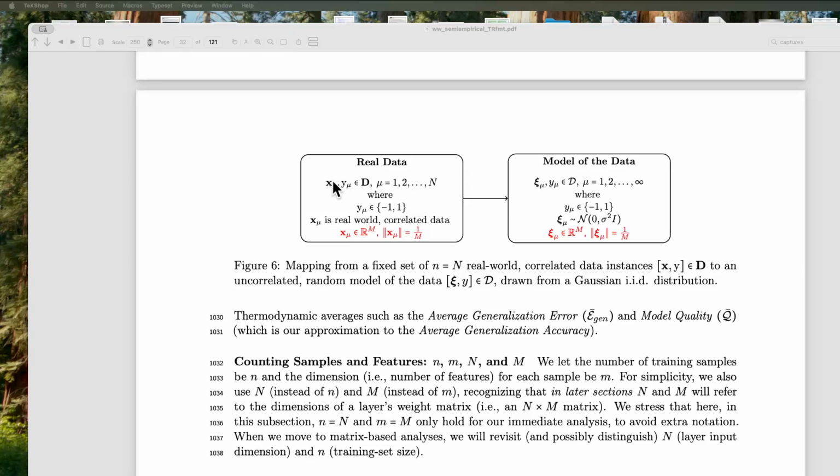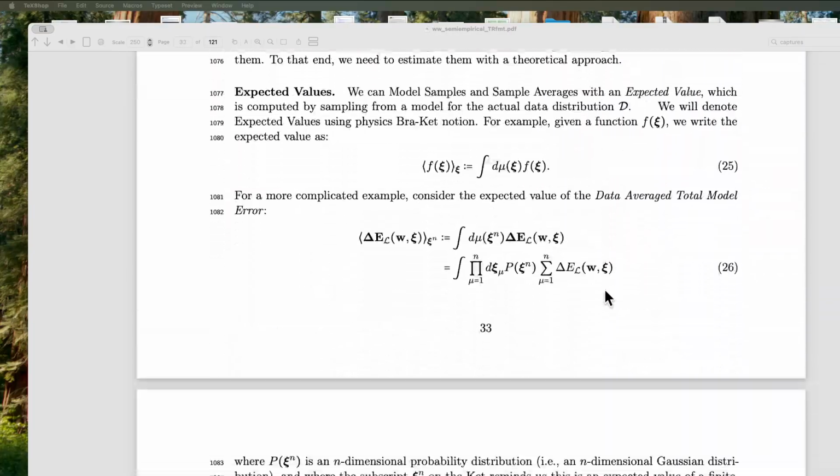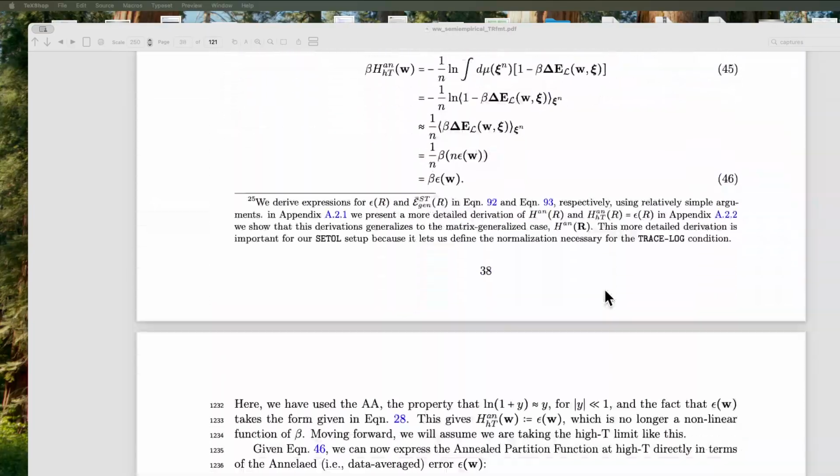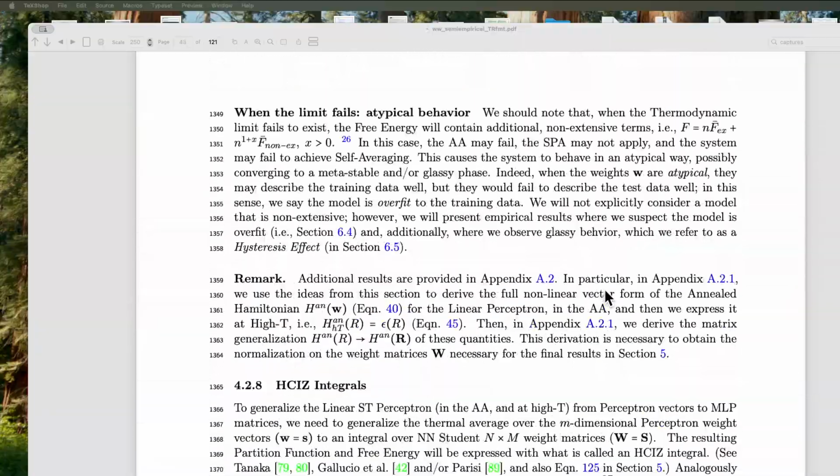And here we're going to replace X with a Gaussian model. So instead of being real world correlated data, we're going to have this Gaussian model of the data. And the Gaussian model will be such that each of these vectors is in Rm, where m is the number of features, and they're going to be normalized in such a way that their Frobenius norm is 1 over m. So we can go down here, and that's what we're going to do when we set this up.